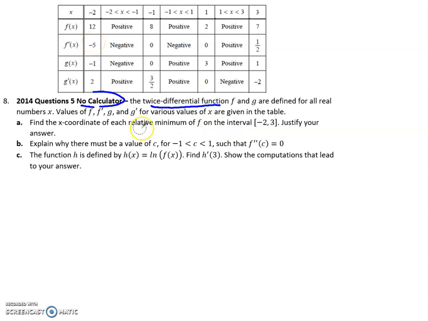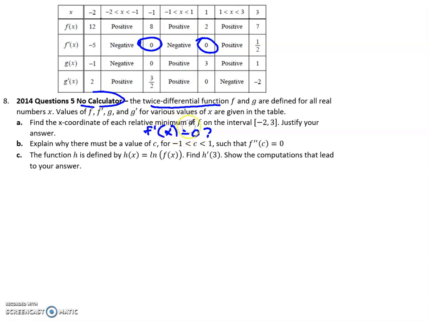Well, first of all, if you're looking for maxes or mins, you know you're going to start with when the derivative is 0. So that's something I'm going to start looking at from -2 to 3. So when is my derivative 0? It's 0 here and here. But just because it's 0 doesn't mean it was a max versus a min or back and forth. So how do I know?